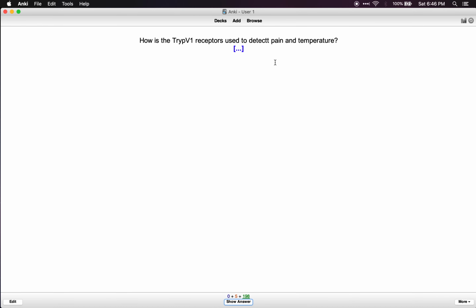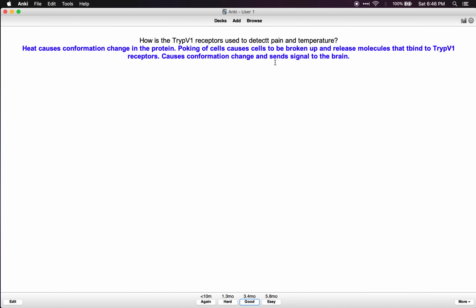How is a TRPV1 receptor used to detect pain and pressure? Heat causes conformation change in the protein. Poking of the cell causes cells to be broken up and release molecules that bind to TRPV1 receptors, causing conformation change and signals to the brain.